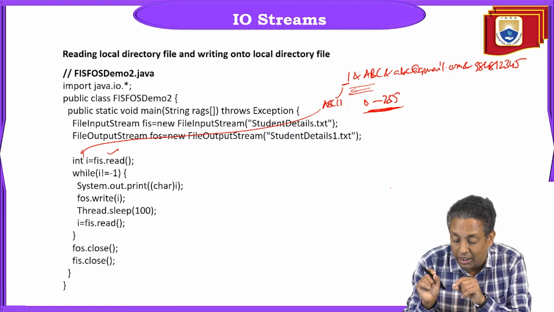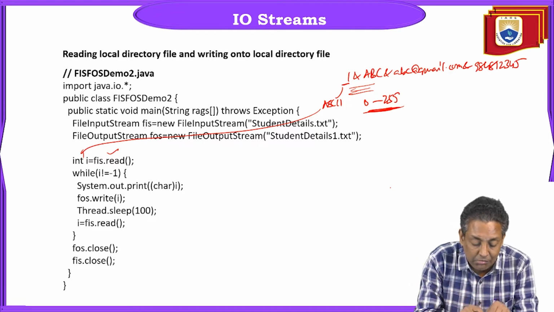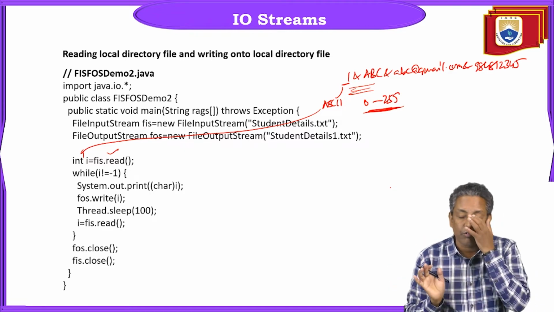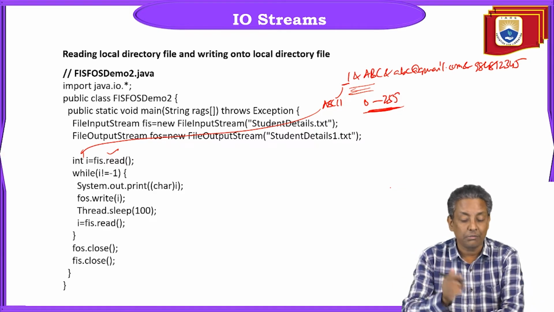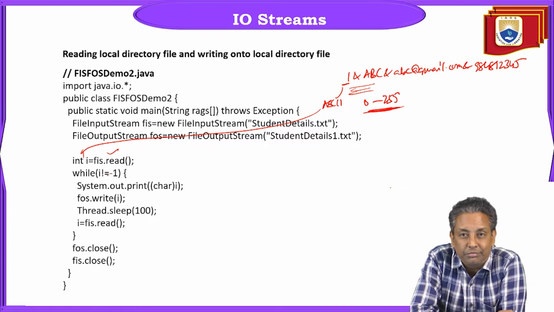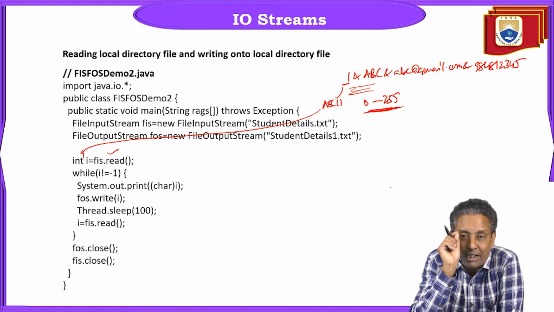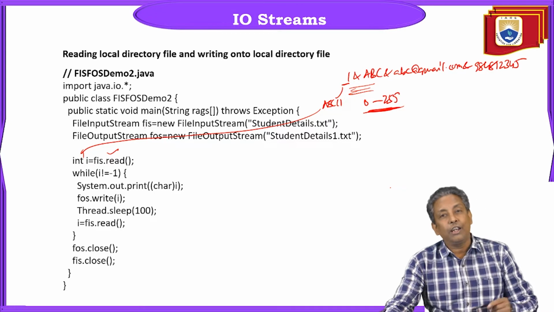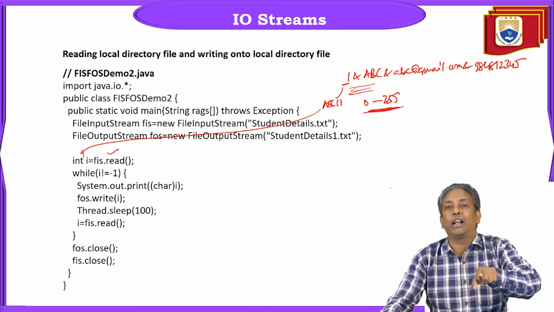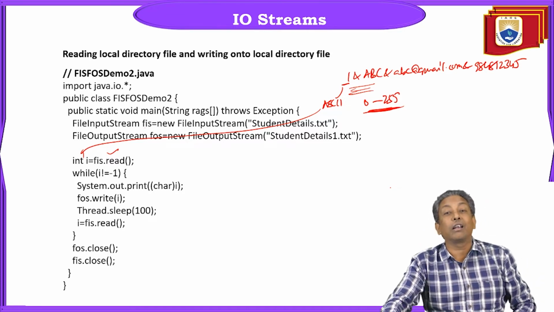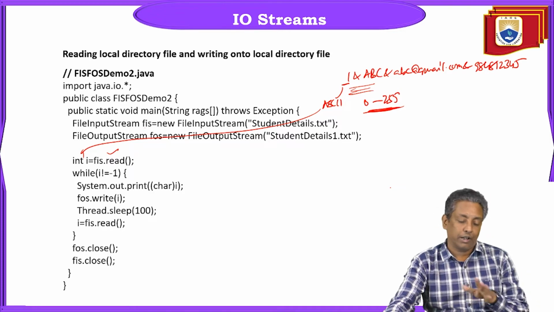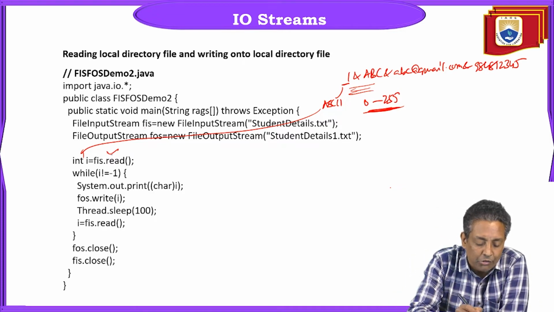Suppose there is no data available in the file to read, and the file input stream reaches the end. Then the file input stream class read method won't throw any exception. It will simply return -1. And once the read method returns -1, what does it mean? You have reached the end of the file. Even after reaching the end of the file, if you try to read any data from the file using the read method, then you will get an IO exception or EOF exception, end of file exception. Anyway, you called the read method, and that character's ASCII value will come to i.